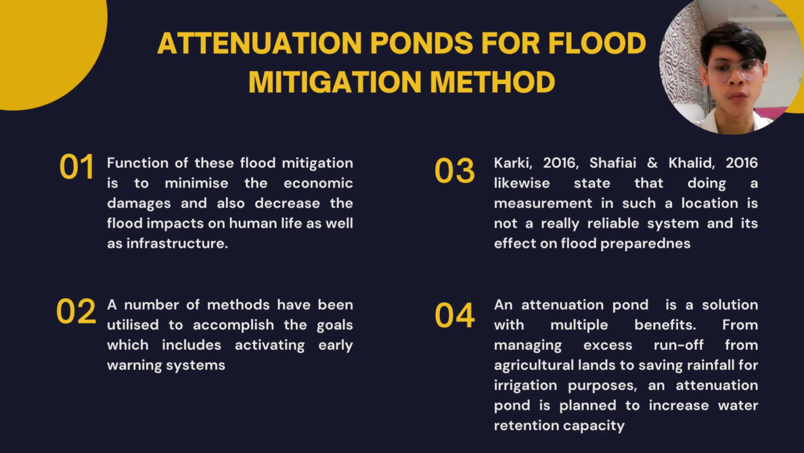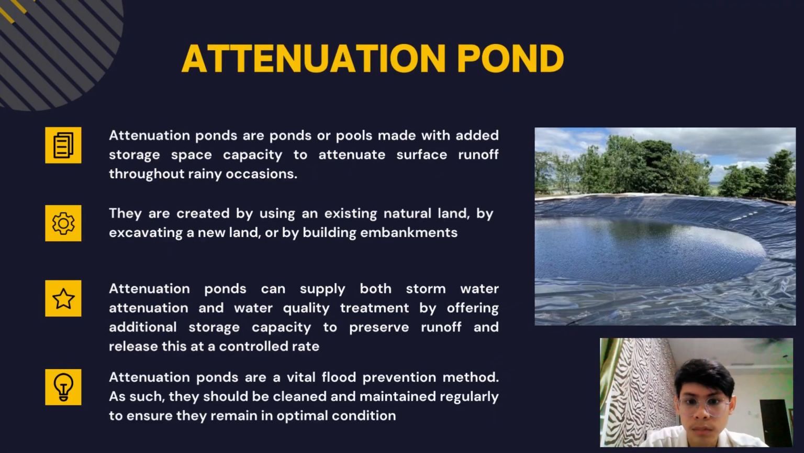and numerous weather conditions. Kaki, Shafi'i, and Khalid 2016 likewise state that doing a measurement in such a location is not a really reliable system and its effect on flood preparedness. An attenuation pond is a solution with multiple benefits, from managing excess runoff from agricultural land to saving rainfall for irrigation purposes. An attenuation pond is planned to increase water retention capacity.